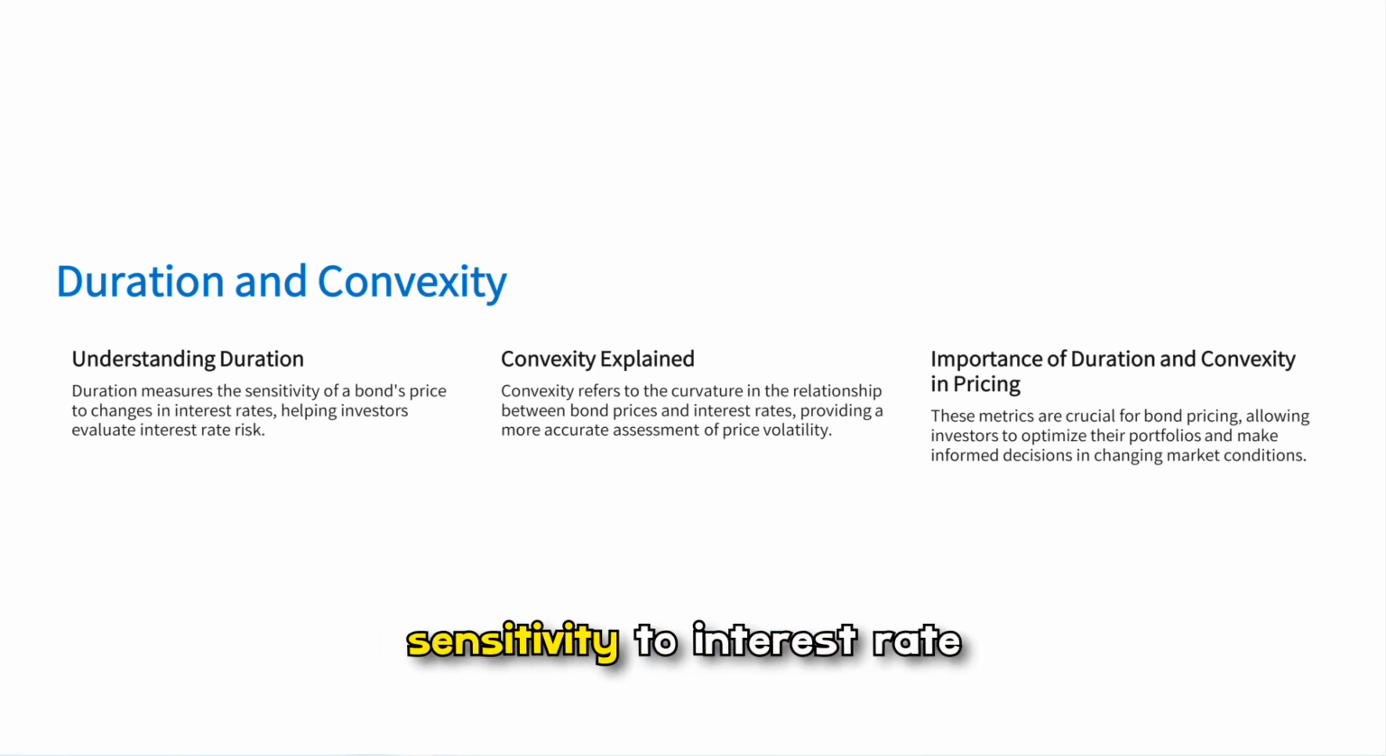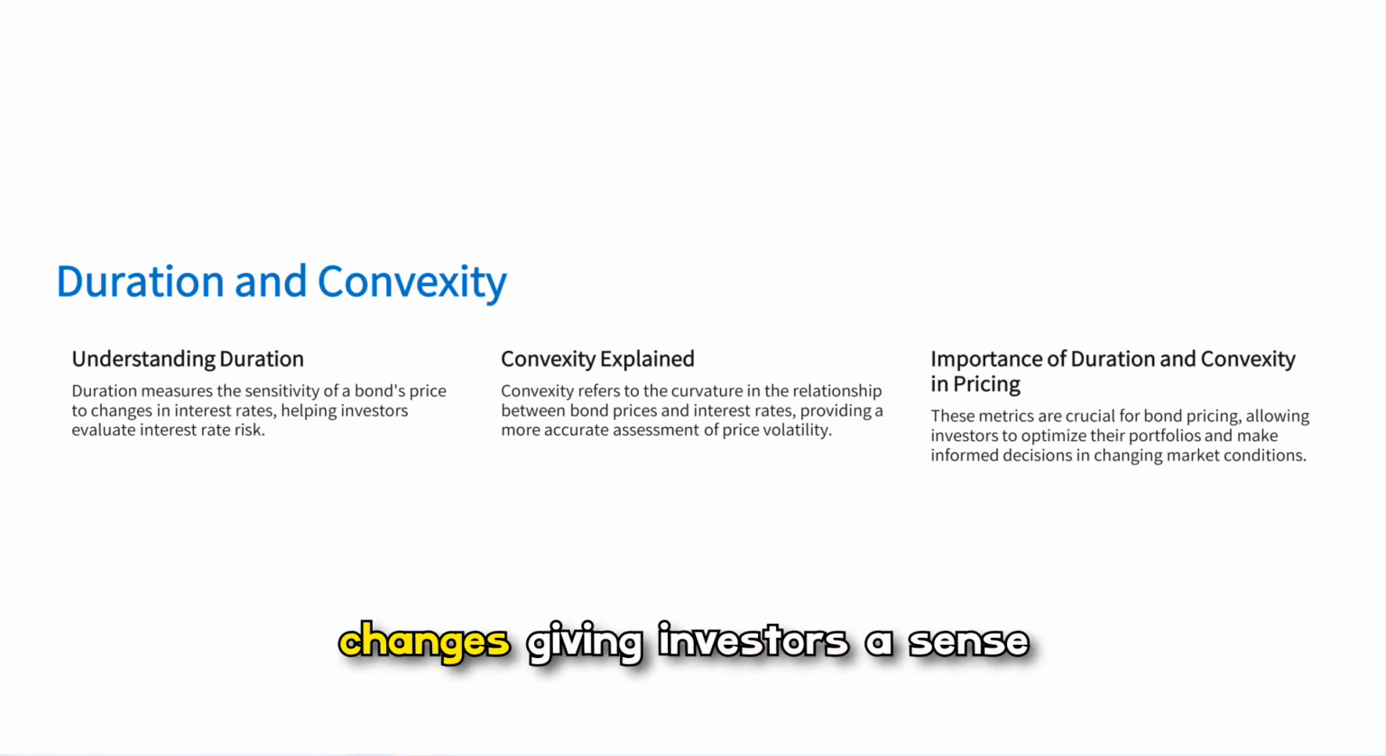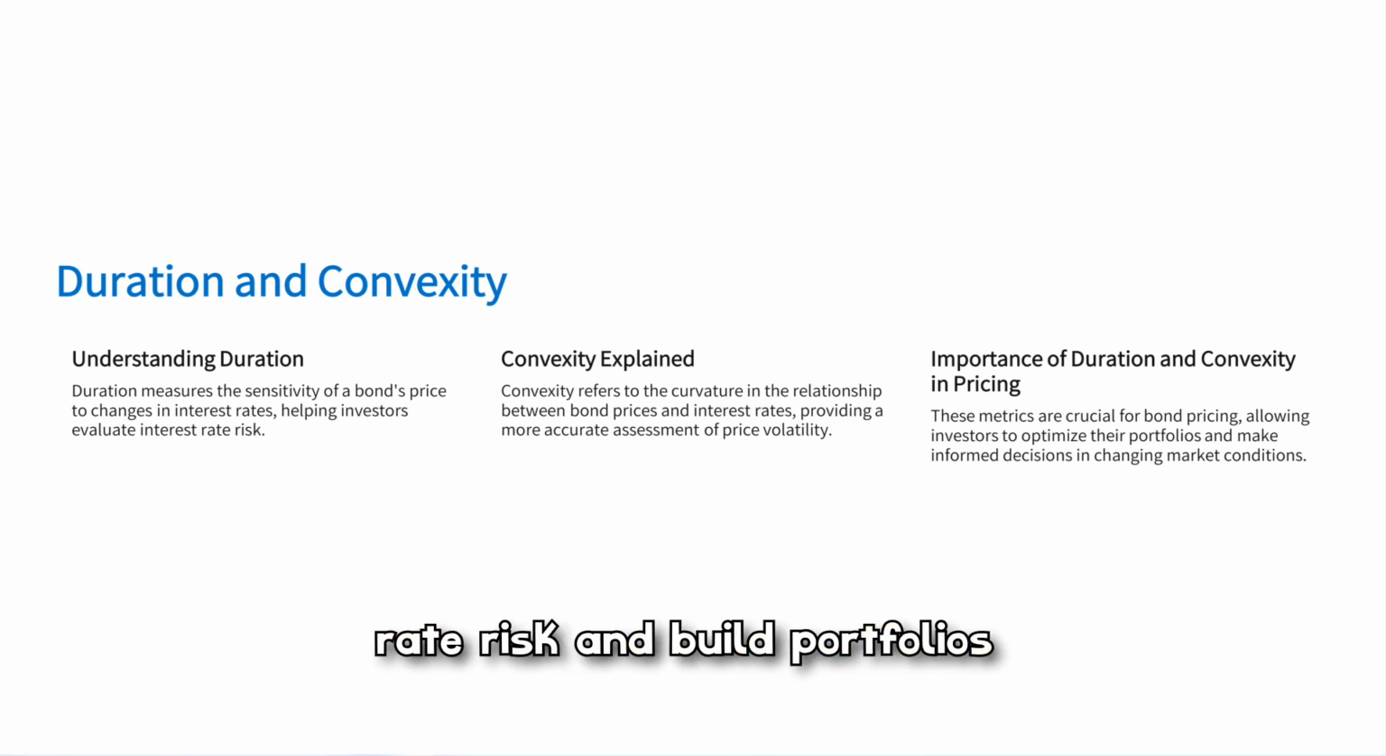Duration measures a bond's sensitivity to interest rate changes, giving investors a sense of potential price movement for a given rate shift, while convexity captures the curvature of that relationship for a more accurate estimate. Together, these metrics help manage interest rate risk and build portfolios that balance expected returns with volatility control.